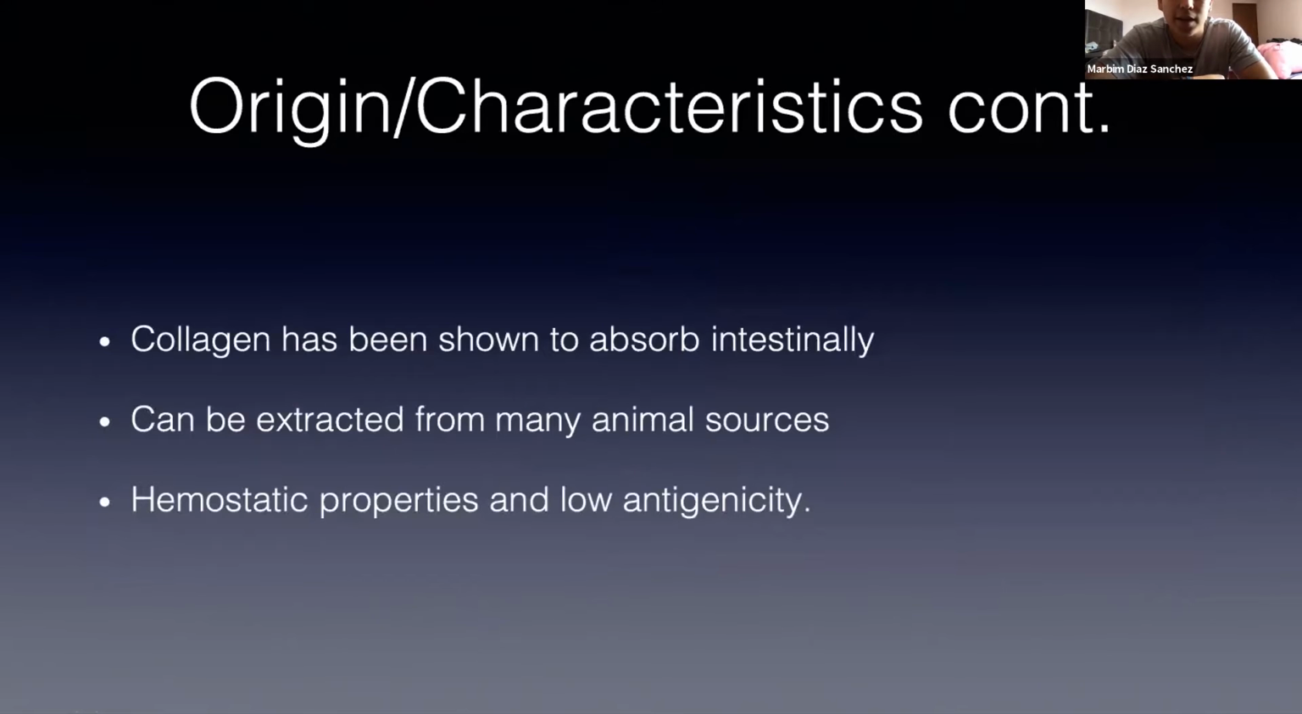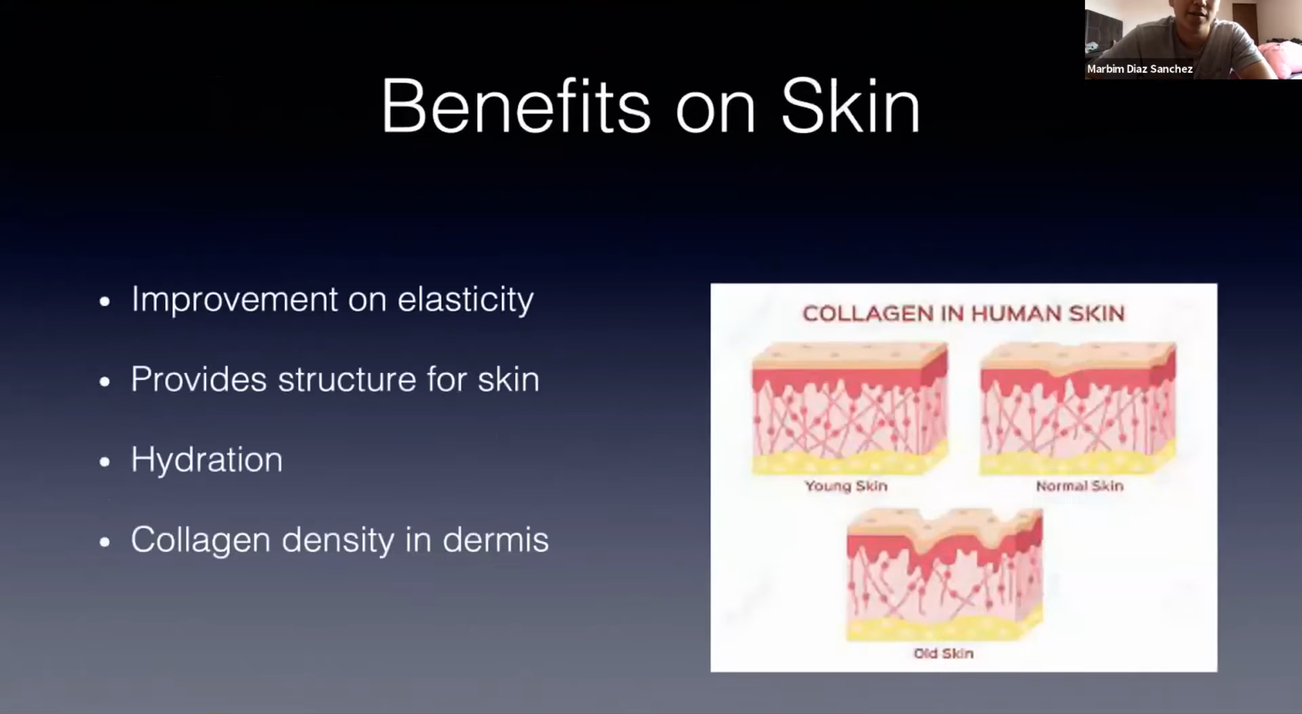Collagen also has hemostatic properties and low antigenicity. From my understanding, antigenicity is when foreign matter is able to bind to something. Collagen has low antigenicity, so not much foreign matter can bind to it. Throughout the research, I found some benefits on the skin. It improves elasticity, provides structure for the skin, hydration, and collagen density in the dermis, which is just skin. We have a picture of young skin, normal skin, and old skin. The old skin is obviously never going to go back to young skin, but taking these collagen supplements may bring it back toward normal and decrease the divots that make us look wrinkly and older.